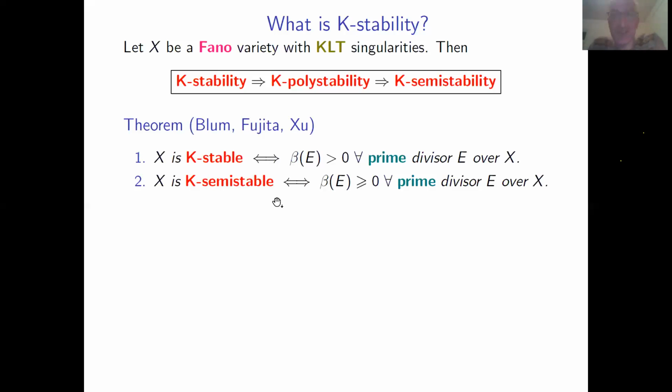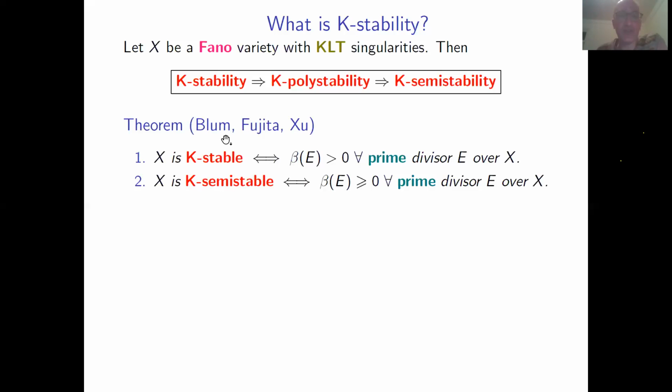And since Chenyang is here, I wanted to put somewhere a nice quote from Chenyang's survey: K-stability is the best gift that differential geometers gave to algebraic geometers. This should probably be the motto of this talk. But anyway, let's continue.